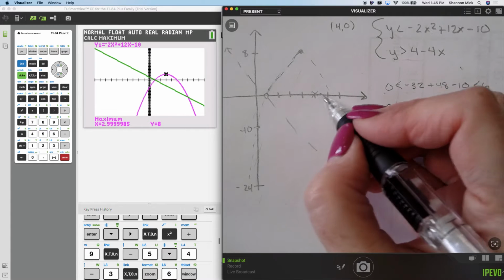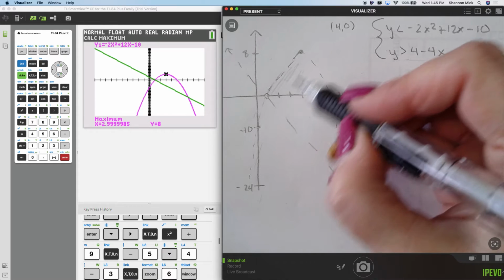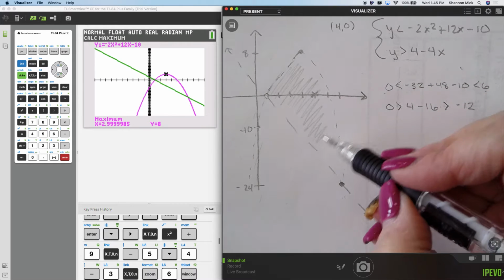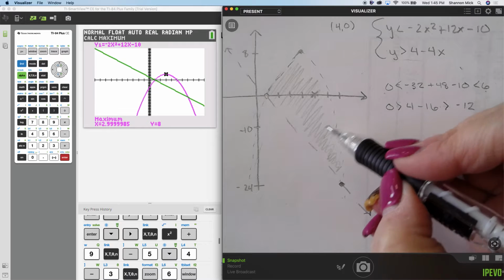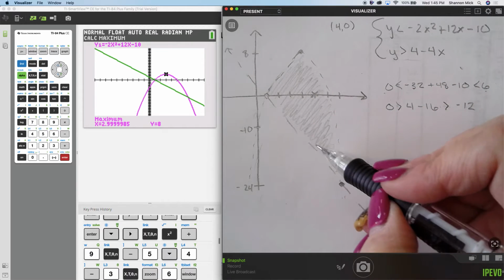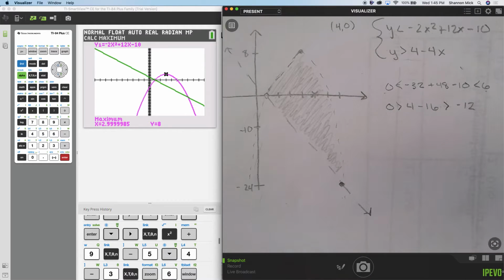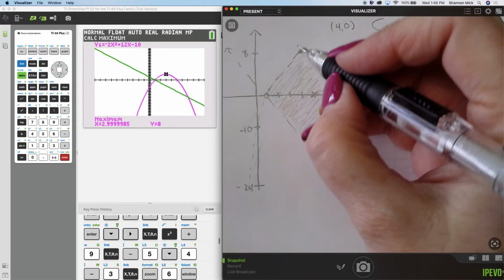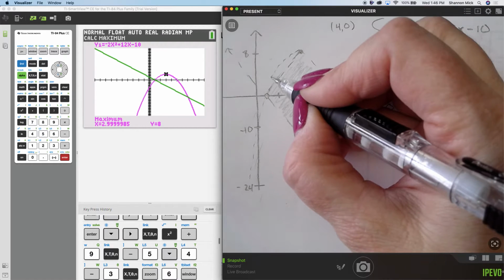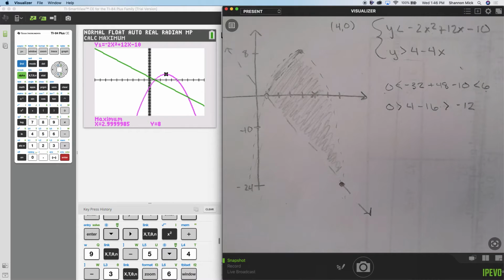So if this point at 4, 0 works, where is the solution? Inside here. So you can use your calculator to help you get there. Make sense? But do I still need to sketch it on my paper and go from there? And this probably should be a little bit more curvy, shouldn't it? So it looks like a parabola, not like a line.